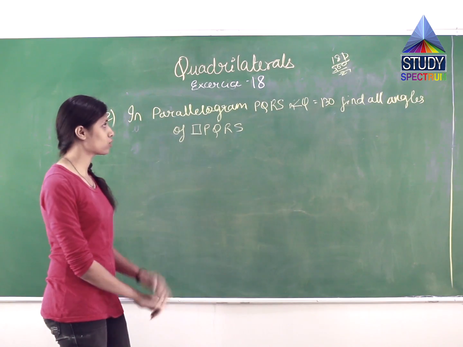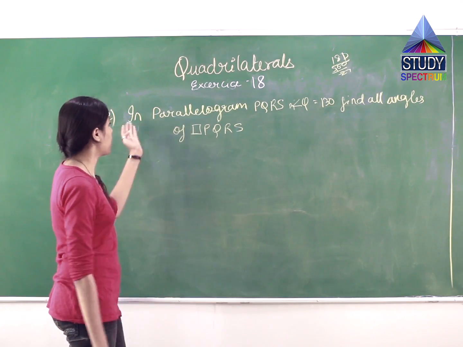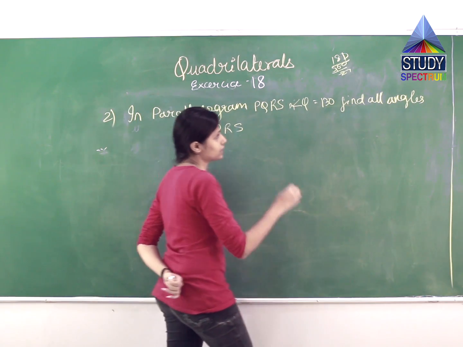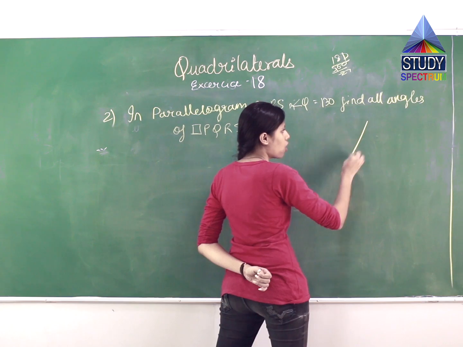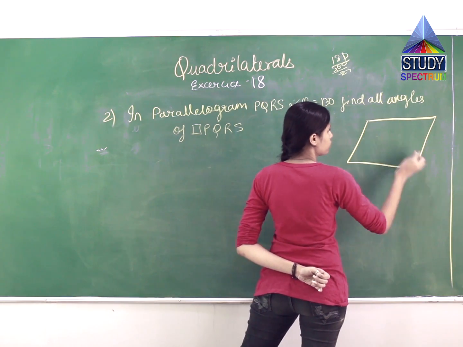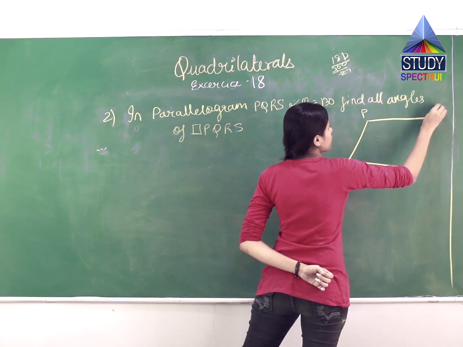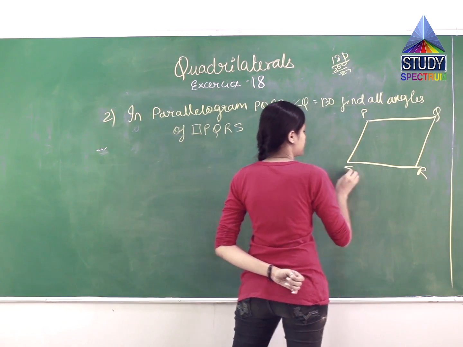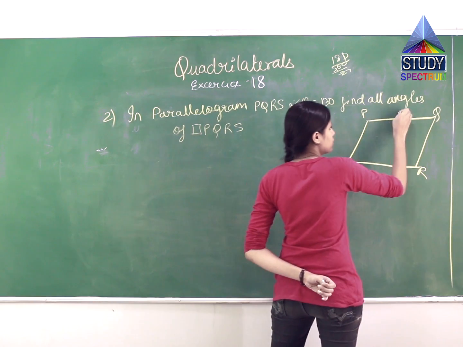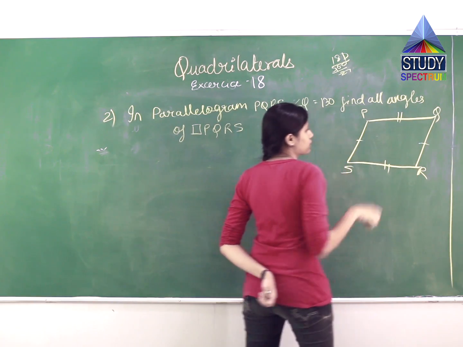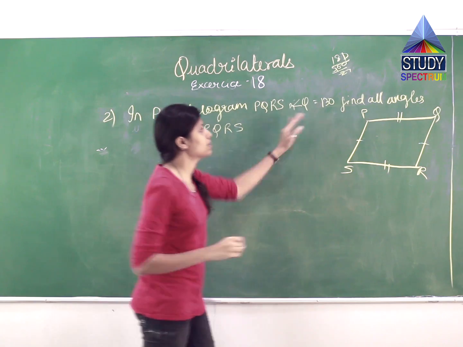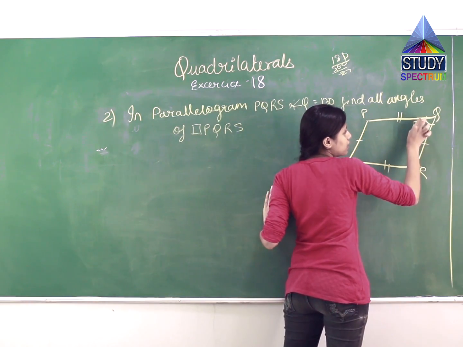Let us see the second question of our 18th exercise. In a parallelogram PQRS, angle Q is equal to 130 degrees. So let us first draw a quadrilateral, a parallelogram, PQRS. What is the feature of a parallelogram? The lengths are equal and the breadths are equal, as shown in the diagram. Now they have said that this angle Q is 130 degrees.